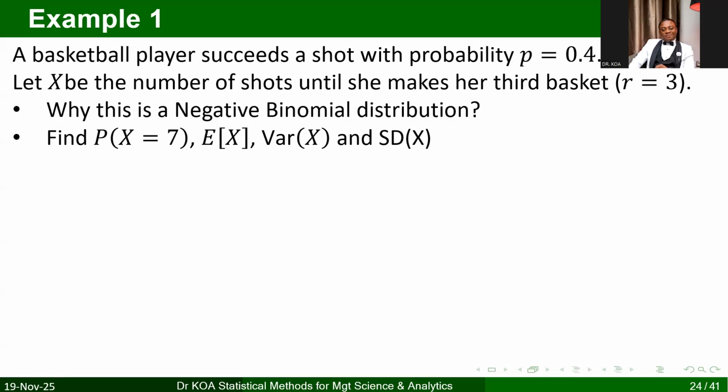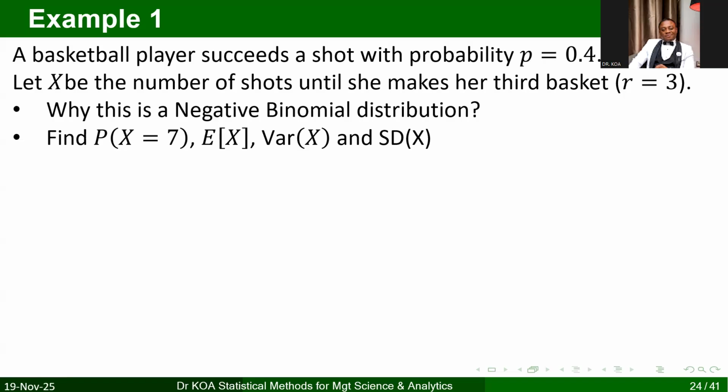And what can you say about the probability itself? The probability, will it change or it won't change? It won't change because the shot is independent. So it won't change. Yeah. So the probability doesn't change. Okay. The probability doesn't change.